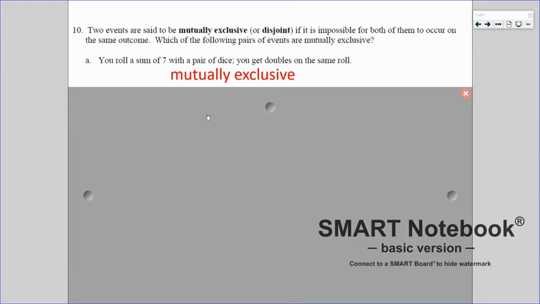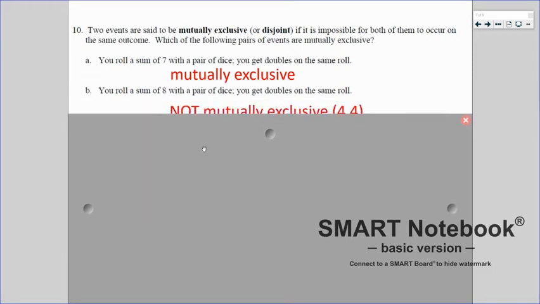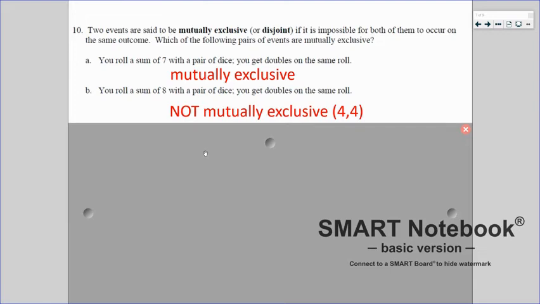Not possible. Could I roll a sum of 8 and roll doubles? Yes, I could. That is not mutually exclusive. Both of those things happen when I roll a 4 and a 4. So just understanding what that means. So there would be some overlap there. A couple of other examples.